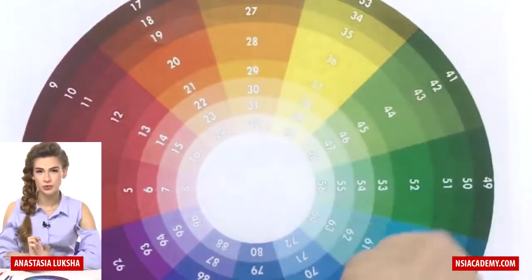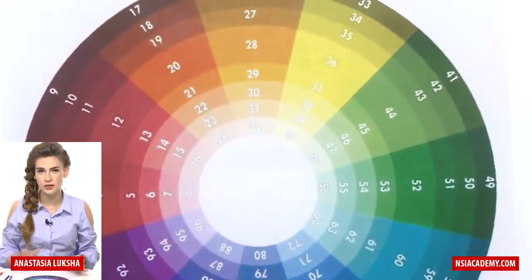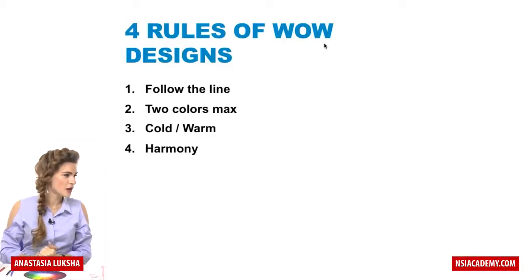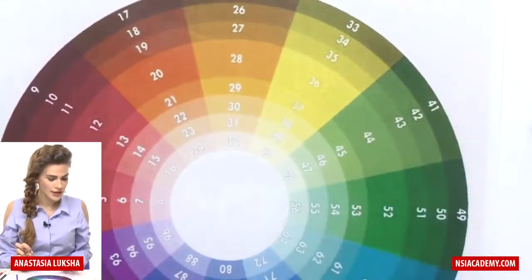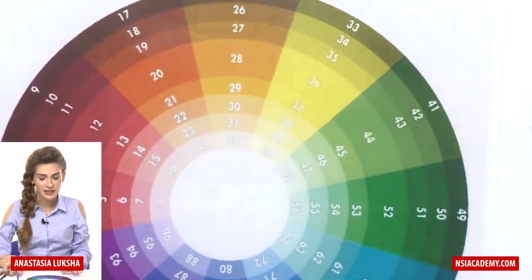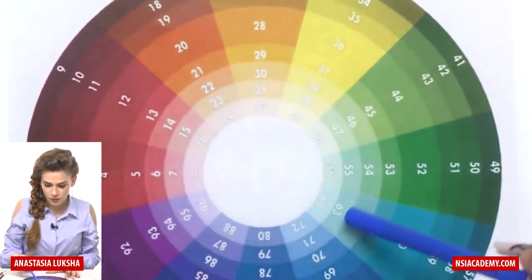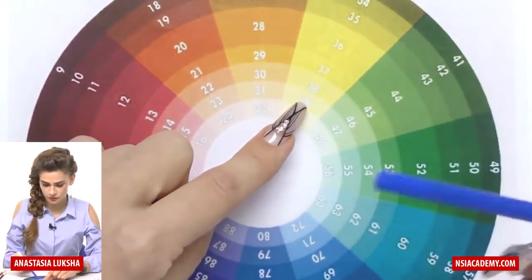Now let's talk about rules. Like I told you, there are 4 rules of WOW designs, and just to understand them, I needed to explain this color wheel first. So the first rule is follow the line. The next one is it's better to use maximum 2 colors. And these rules are about colors of rhinestones. And by colors, I mean you can take only one color from the wheel. For example, let's take yellow and let's take blue.